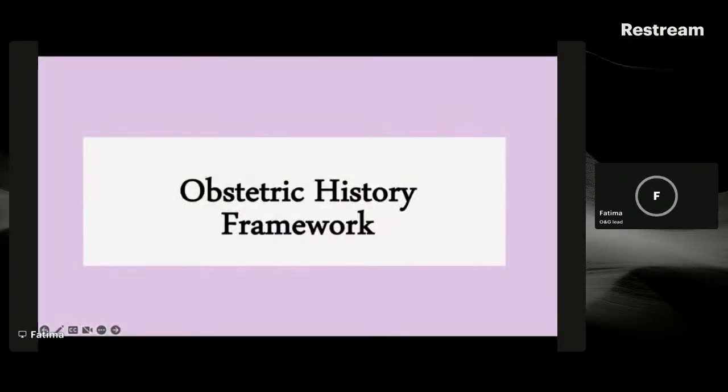We'll start off with obstetric history framework. Have a think to yourself, or you can paste it in the chat. What's the structure of an obstetric history?